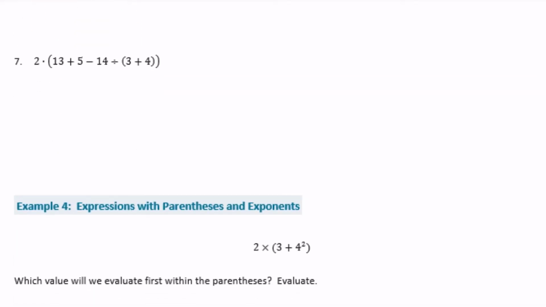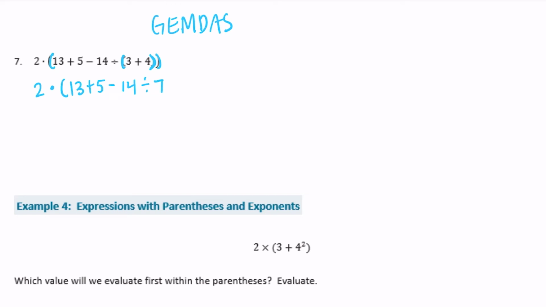Number 7. 2 times the quantity 13 plus 5 minus 14 divided by the quantity 3 plus 4. Okay, so we need to start with the grouping, which we have parentheses here, and we also have them here. So when there are parentheses within parentheses, we need to start with the thing that has parentheses around it, the smallest problem there. So that would be this 3 plus 4. So let's just start there.